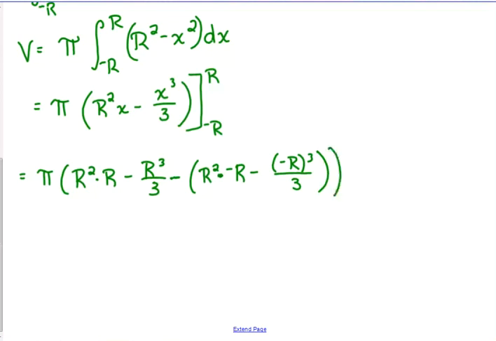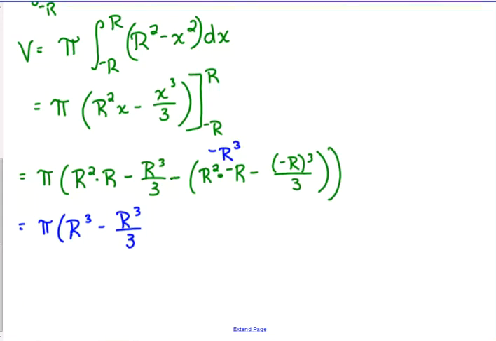over 3. Change colors here just to differentiate. R squared times r would be r cubed, and that's minus 1/3 r cubed. But let's simplify what's inside of our parentheses before I move on. So r squared times negative r would be negative r cubed.